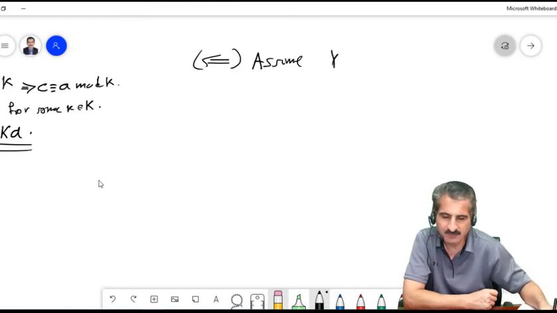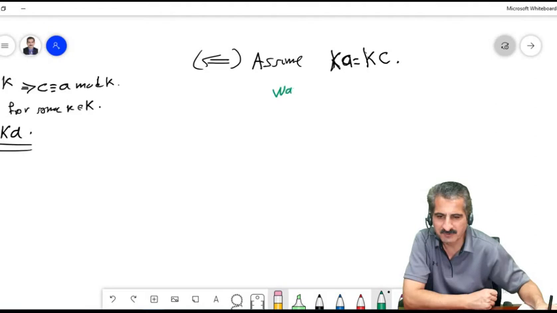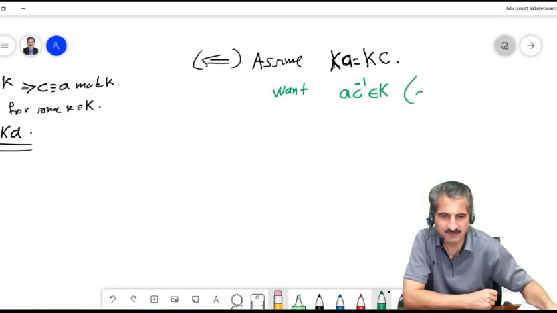Assume Ka equals Kc. We want to show that AC inverse belongs to K, and then we are done, because that means A is congruent to C modulo K.